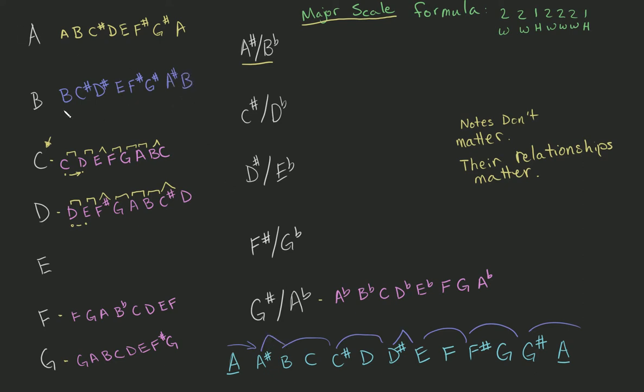Be sure to double check your work. I looked at the B here, I looked at the A here, and that was wrong, so I had to go back and double check. So this is the B major scale.